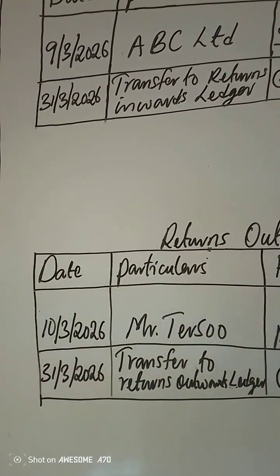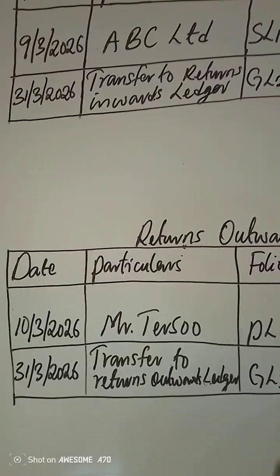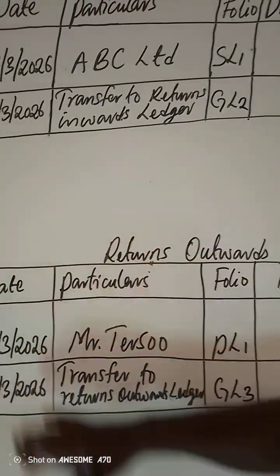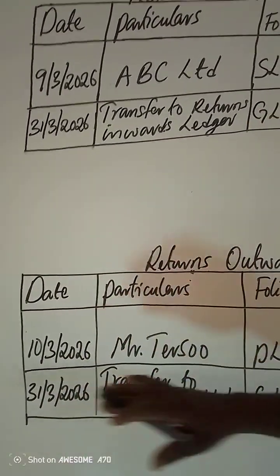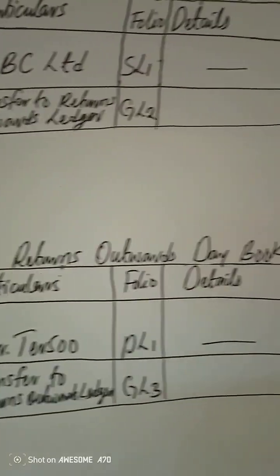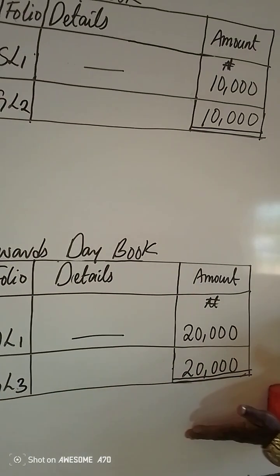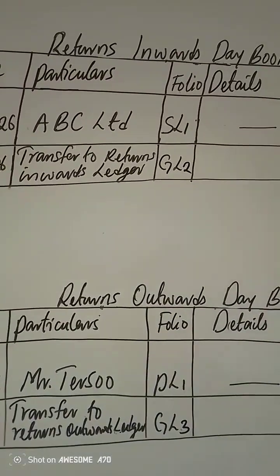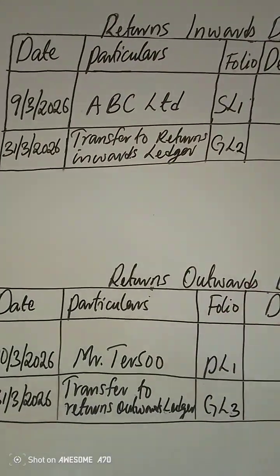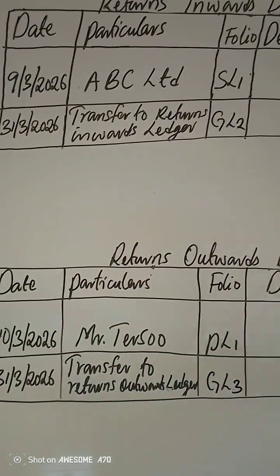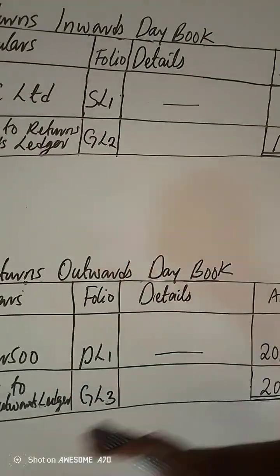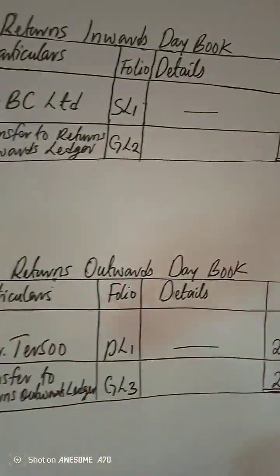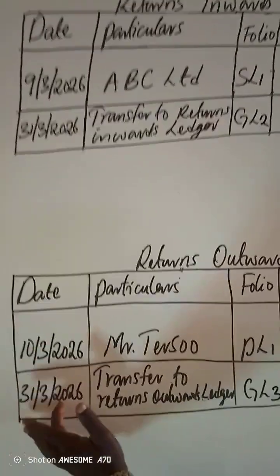Mind you, if you have other returns, that is other suppliers that the business has returned goods to, you post them all on that date. At the end of the day, you close each of them, then add all the values, and what you get becomes what you transfer to the return outward table. But in this illustration, we have only one transaction. Then you just bring down the total and close the account at the end of the month, which is on the 31st of March 2026.